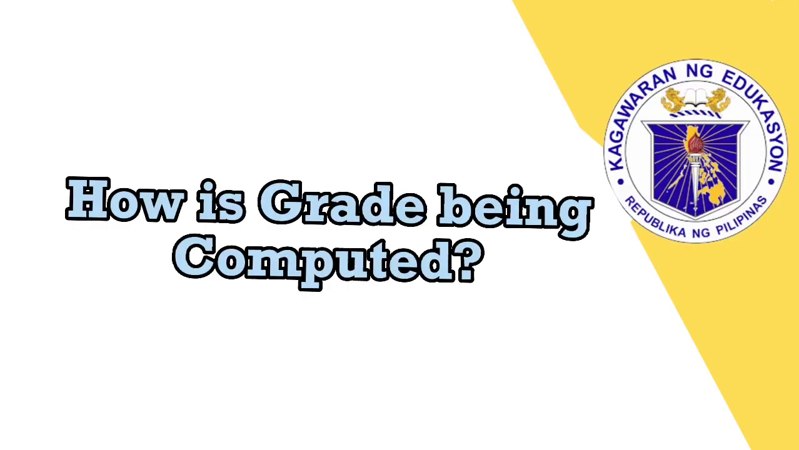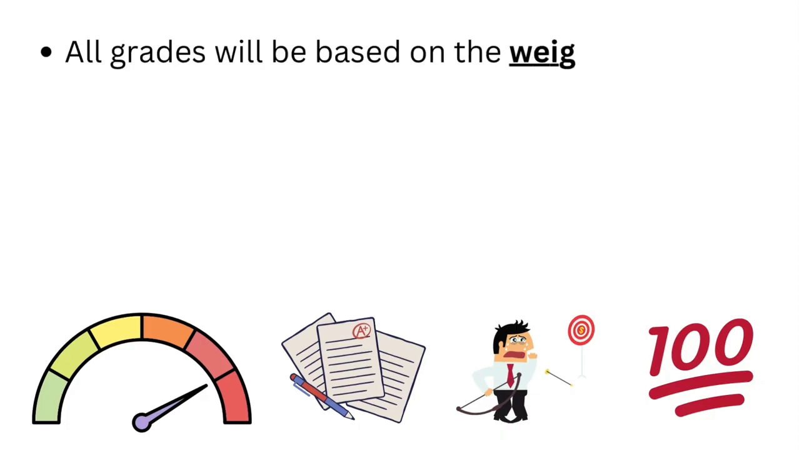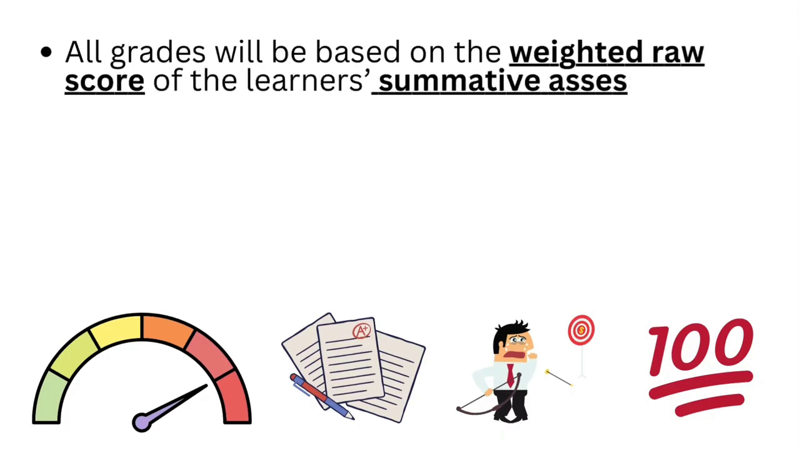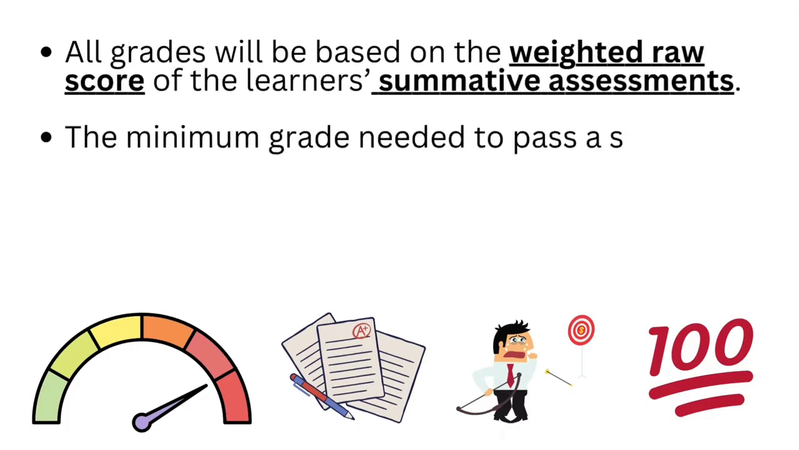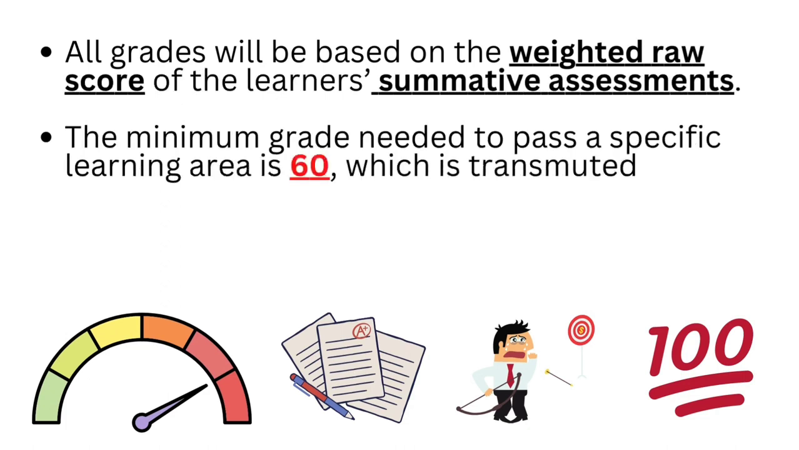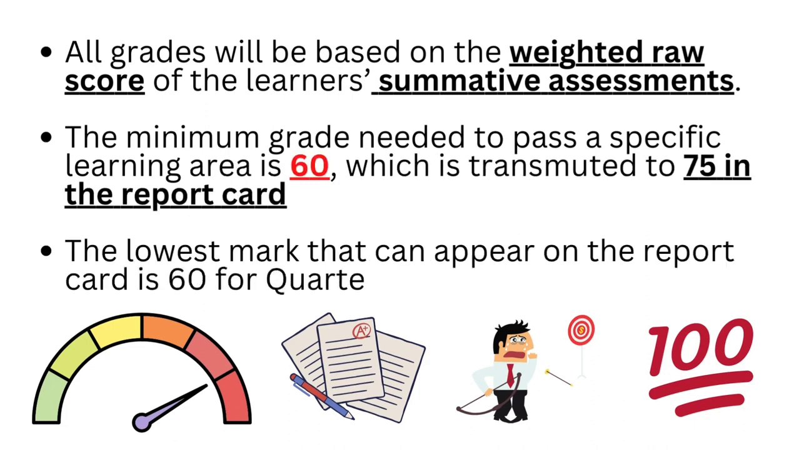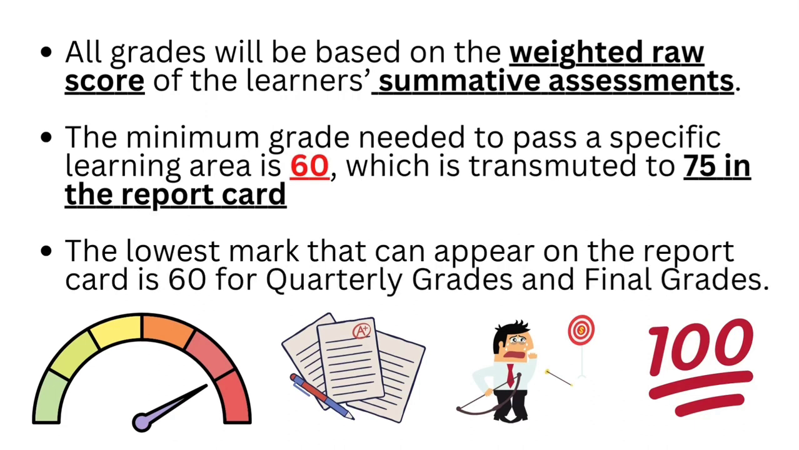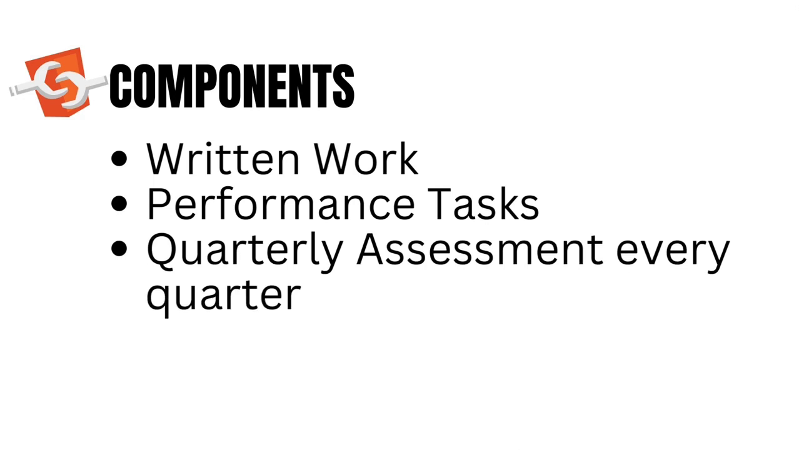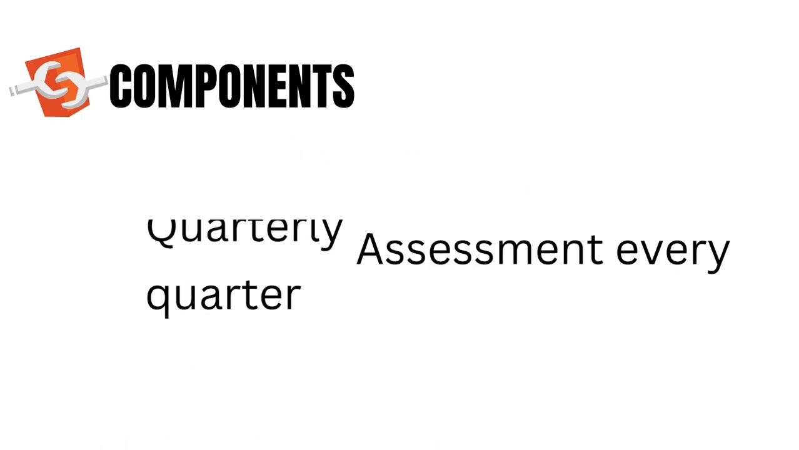How is a grade computed? All grades will be based on the weighted raw score of the learner's summative assessment. The minimum grade needed to pass a specific learning area is 60, which is transmuted to 75 in the report card. The lowest mark that can appear on the report card is 60 for quarterly grades and final grades. To compute the grades, it is divided into three components, which are written work, performance tasks, and quarterly assessment in every quarter. I will show you how it works.